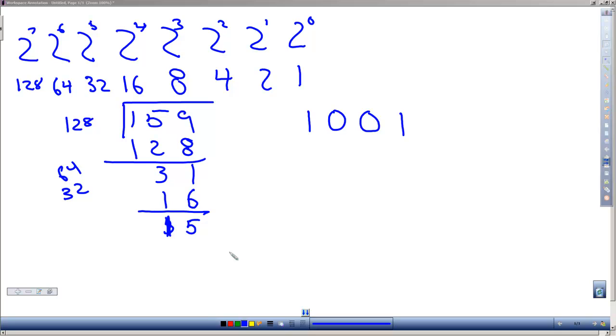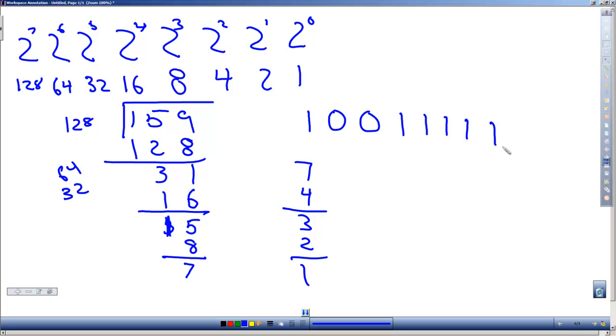And we look, and will that go into 8? Yes, it will. So remember our 1 here. Our 8 leaves us with 7. I'm going to move the 7 up here so I've got a little more room. Will it go into 4? Yes, it will. Gives us 3. Will that go into 2? Yes, it will. Leaves us 1, so we have 1 over here. And our final answer is 1, 0, 0, 1, 1, 1, 1, 1.